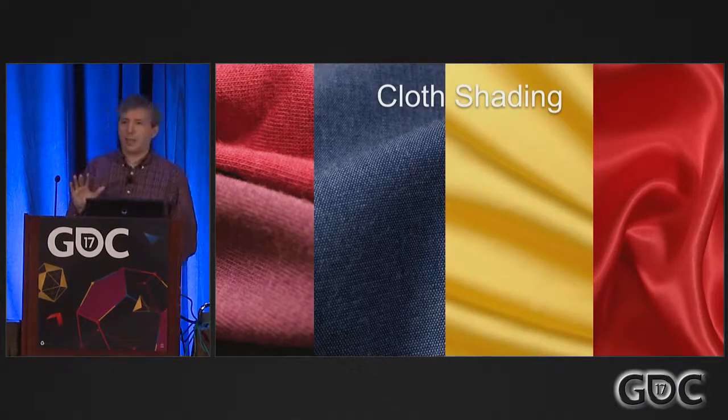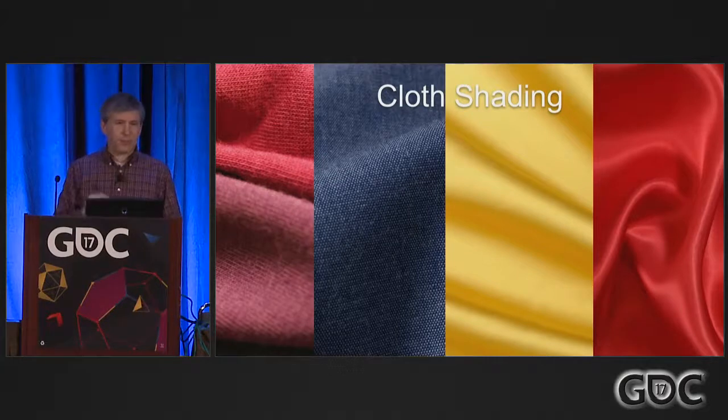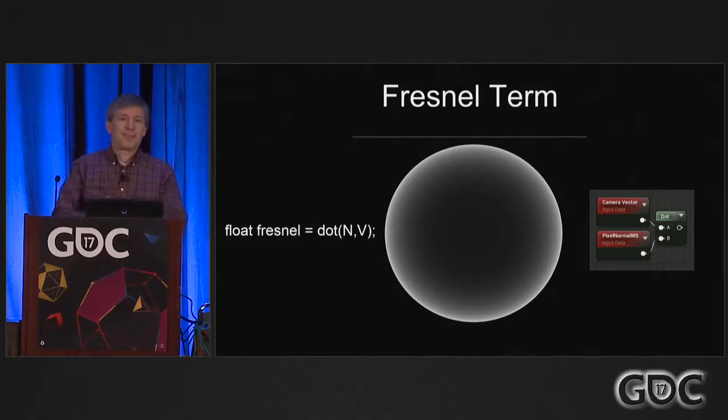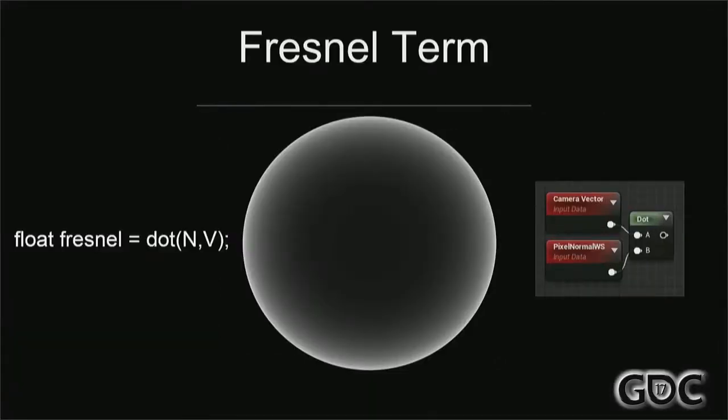So the idea that I'm going to show you is something that was first presented, and I learned it from John Hable's talk when he was talking about cloth shading that he created for the Uncharted games. So here's our friend, the Fresnel term. And on this slide, I've represented Fresnel math in 3 different ways. First, we have the code that can sometimes be scary for people.